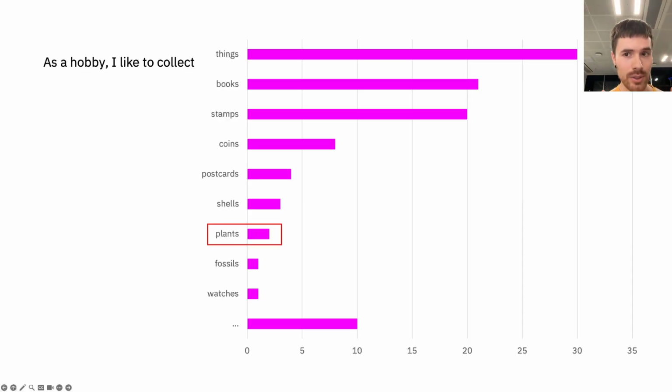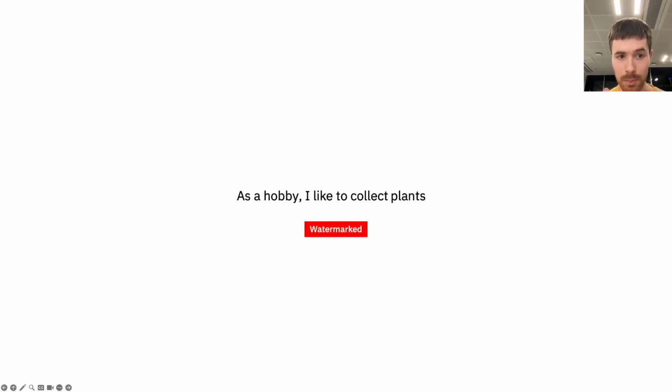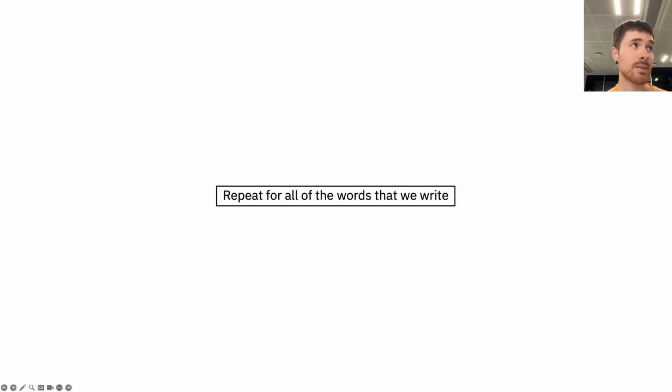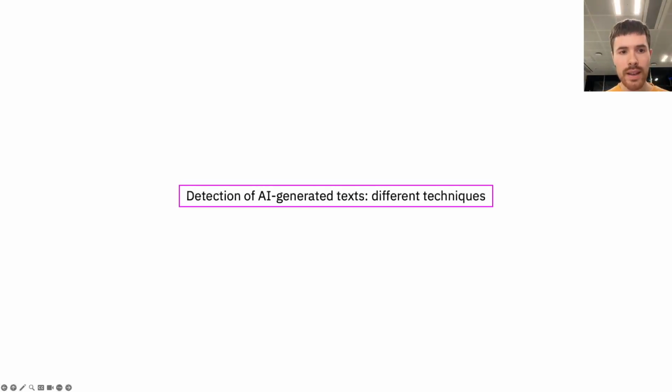It can't be any other choice because I have a rule. And now that's what I do. I complete the sentence, and this is not only AI generated, but also watermarked. I can use my rule to predict if the text has been written by AI or not. We repeat this process, of course, for all of the words that we write, and if there's a lot of words that follow this rule, we can probably say it's AI generated. So, in general, takeaway here, we have a lot of techniques to detect if a text has been written by AI.